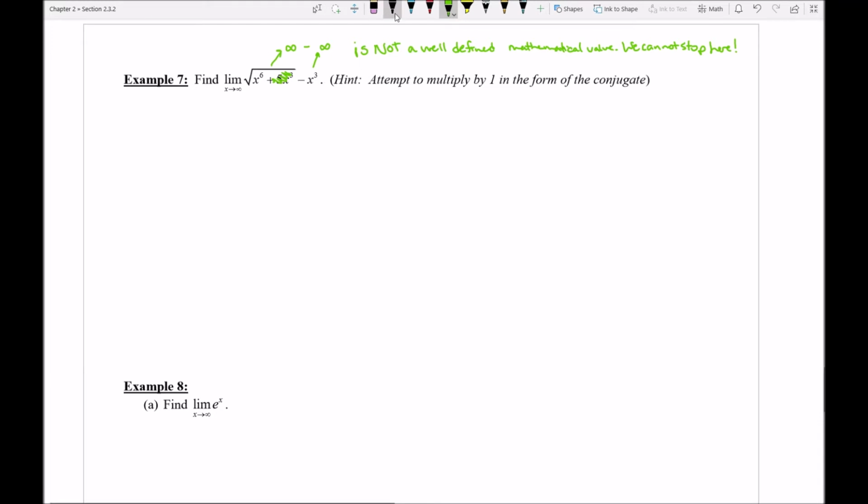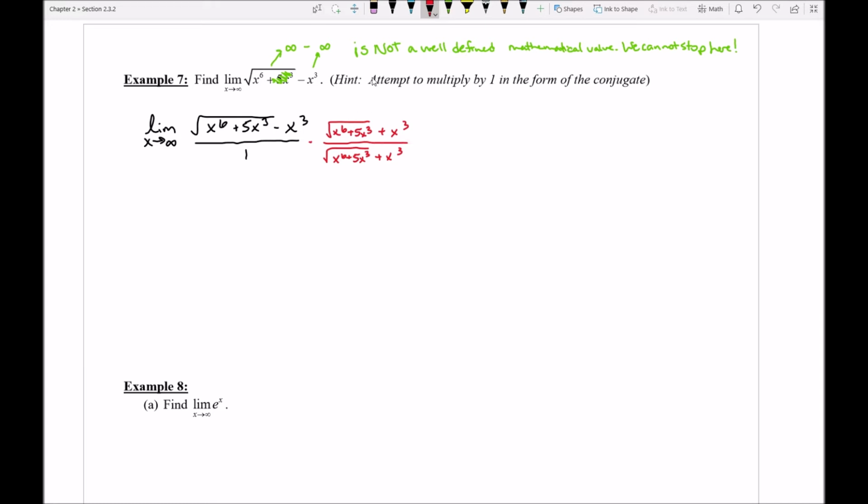All right, I'm going to start by following the hint and attempting to multiply by 1 in the form of the conjugate. So I'm going to go ahead and take my limit, which had the shape square root of x to the 6th plus 5x to the 3rd minus x to the 3rd. And I'm actually going to divide by 1, just so it looks like it's in fraction form already. And that way, when I multiply by the conjugate, which is going to be the square root of x to the 6th plus 5x to the 3rd plus x to the 3rd, over the same thing, I'm ready to go.